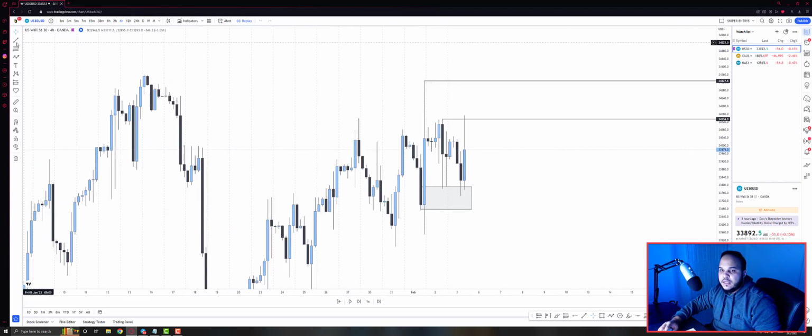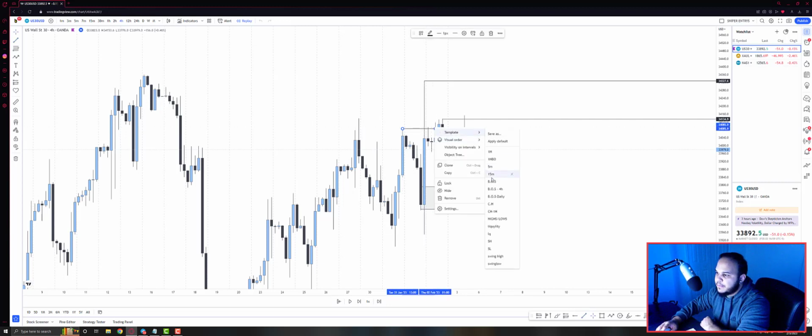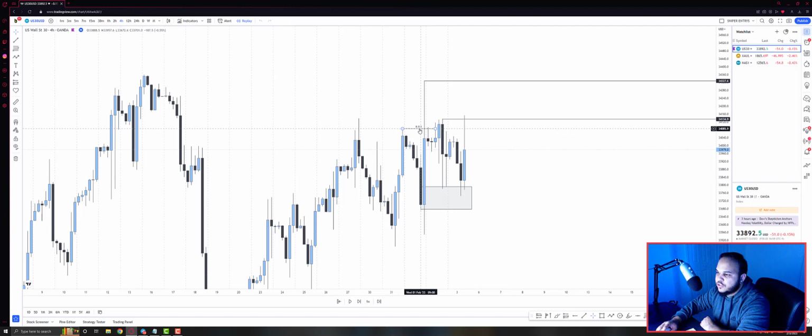Based on market structure, we can see that we break a structure here, right? Creating a new higher high, right? We have a break of structure here. We have a new higher high. And then we've basically left this order block.